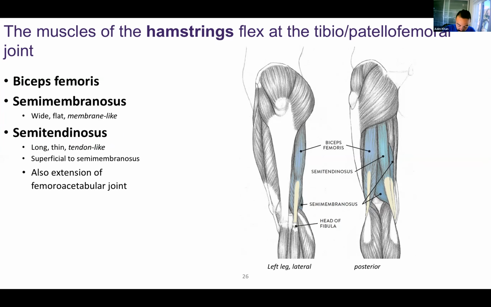Let's orient ourselves a little bit. Here's that left lateral view. Here's the iliotibial tract coming down, which means we have the vastus lateralis hiding right here. And from a posterior view, you can see vastus lateralis.